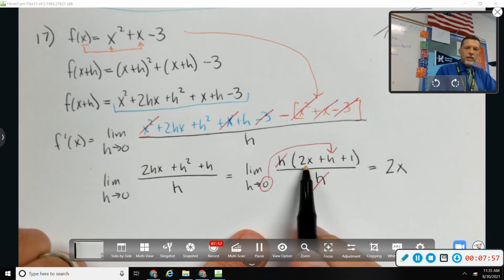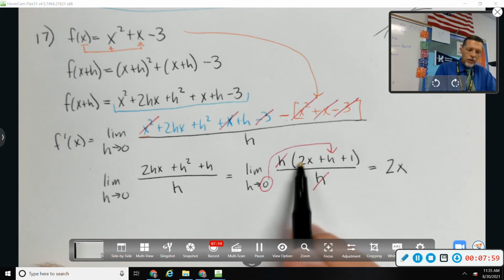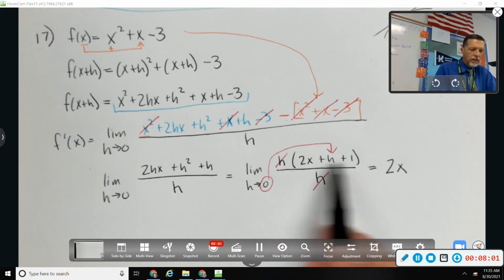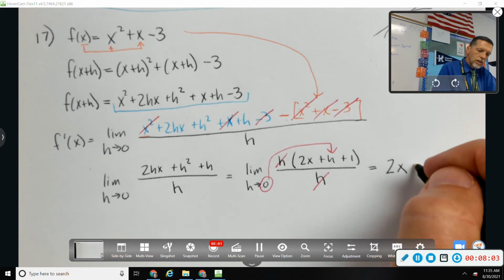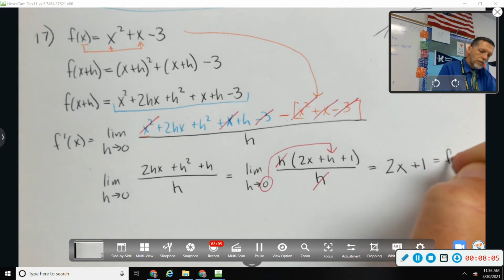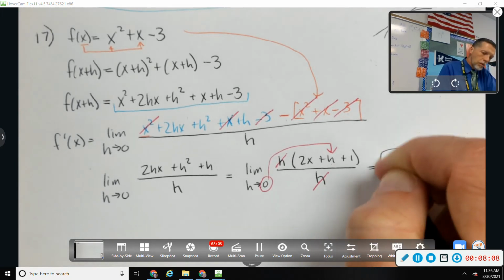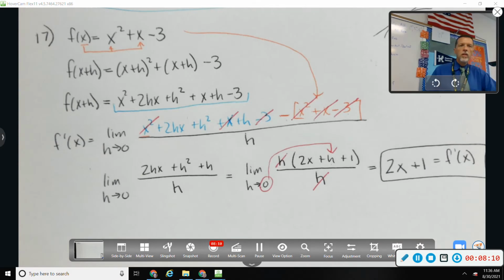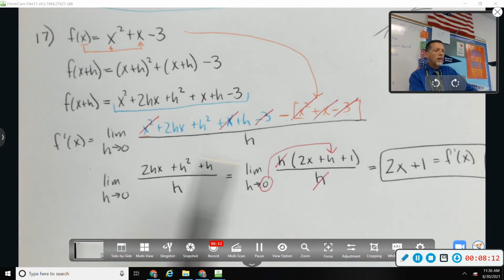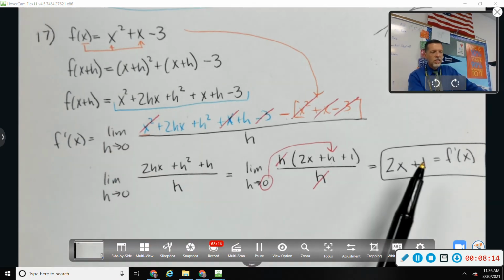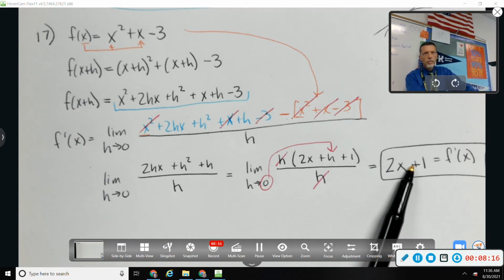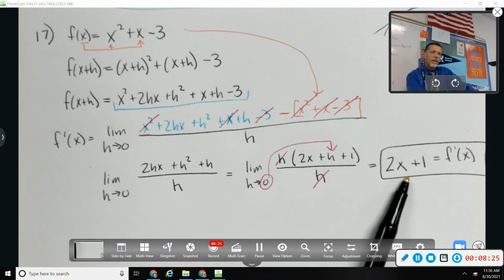2x, because there's no place to substitute 0 in for h in that term, so that just stays 2x. That goes to 0. 2x plus 1. So the derivative of this function is 2x plus 1. But that's a lot of algebra to get there.